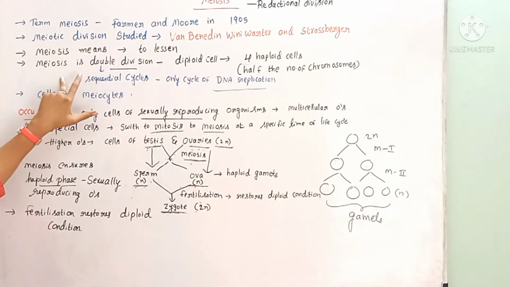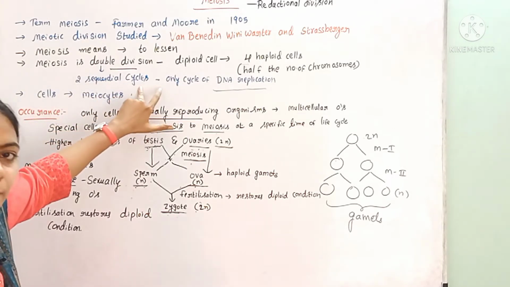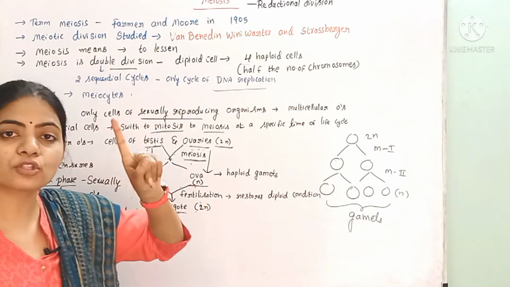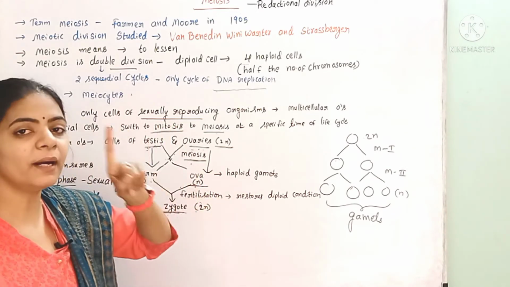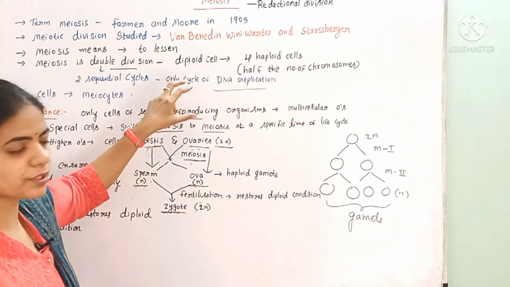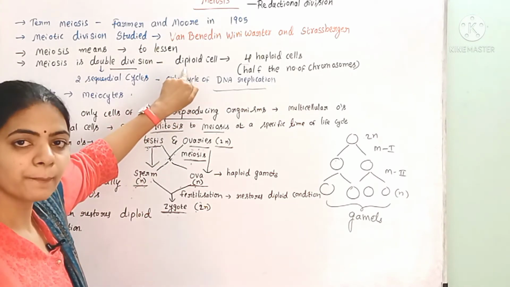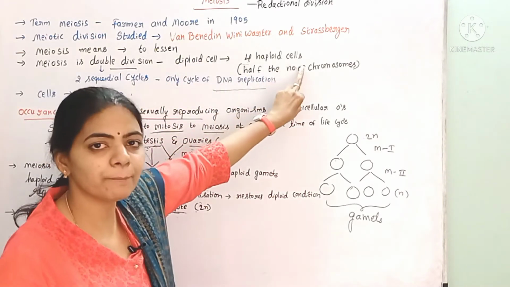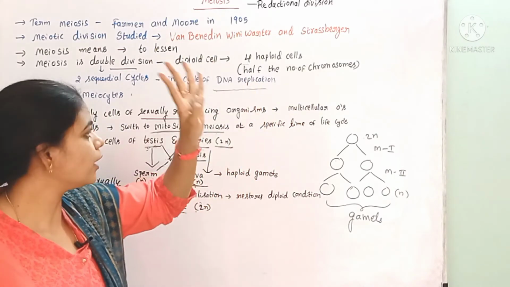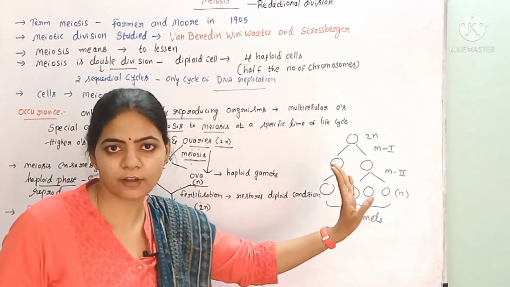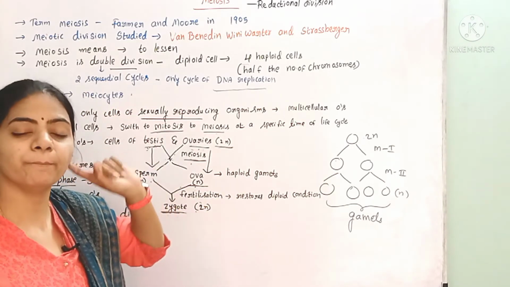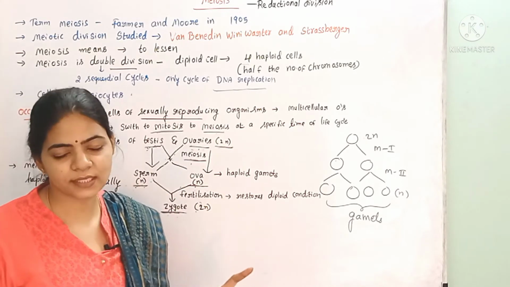Within meiosis a double division occurs. Double division means what? Here two sequential cycles occur. In mitosis we have seen only one cycle, but in meiosis we will study two sequential cycles. Hence it is a double division. Of course it occurs in the diploid cell, but the resulting cells are in the haploid condition. And how many cells are formed? Four cells are generated, and those four cells have half the number of chromosomes.